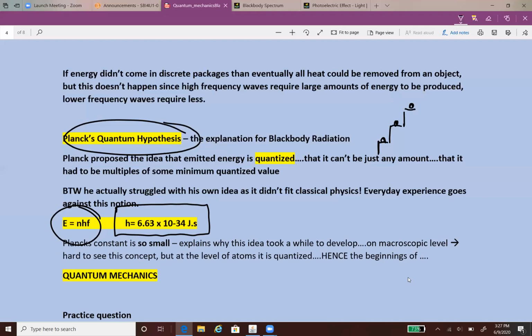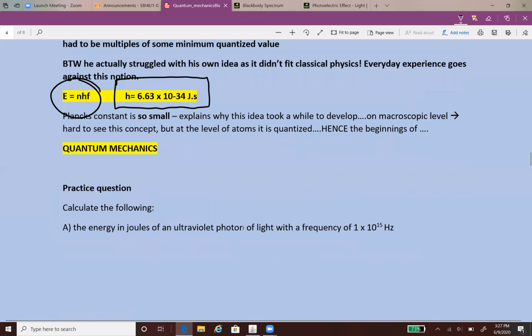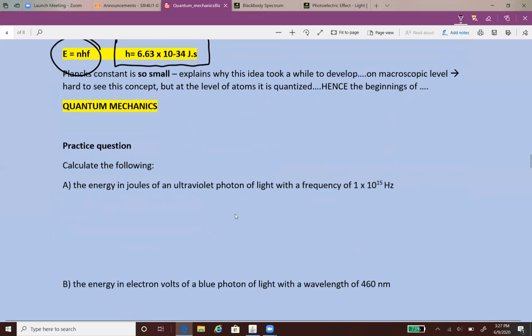But I guess if we were like electrons or atoms, we would see a quantized world. We would see the world very, very differently. All right, so we could use Planck's equation to answer some very simple questions about energy.